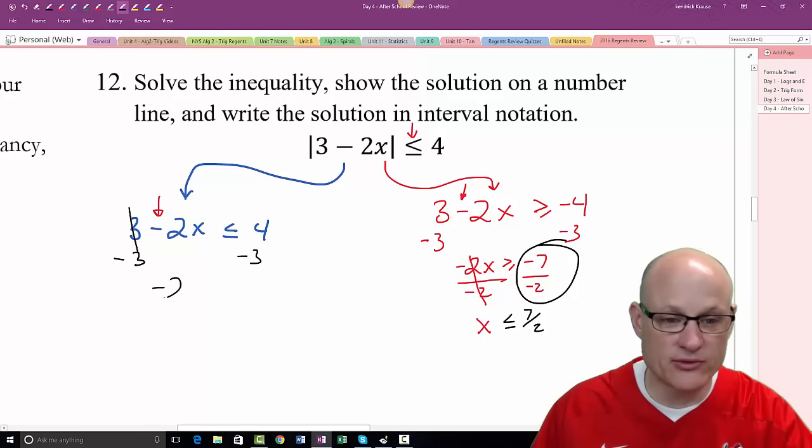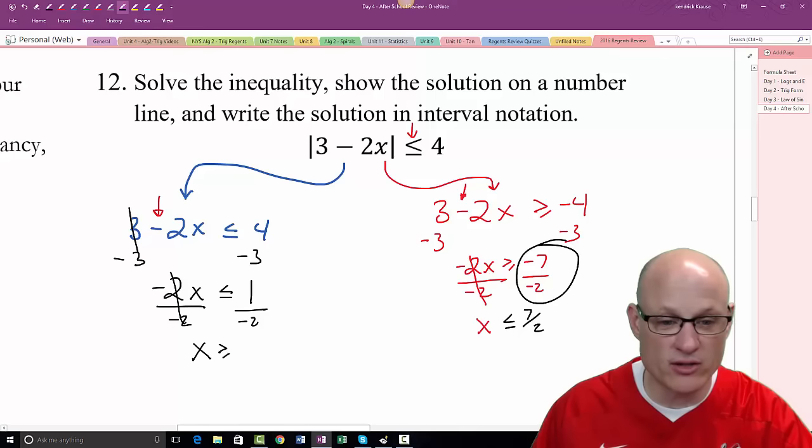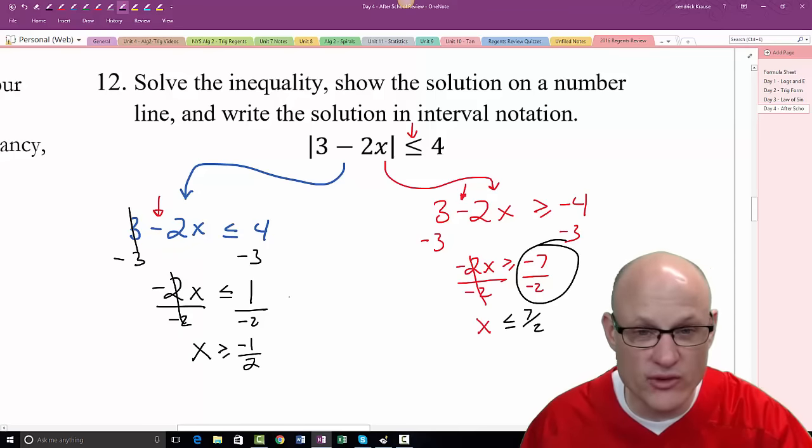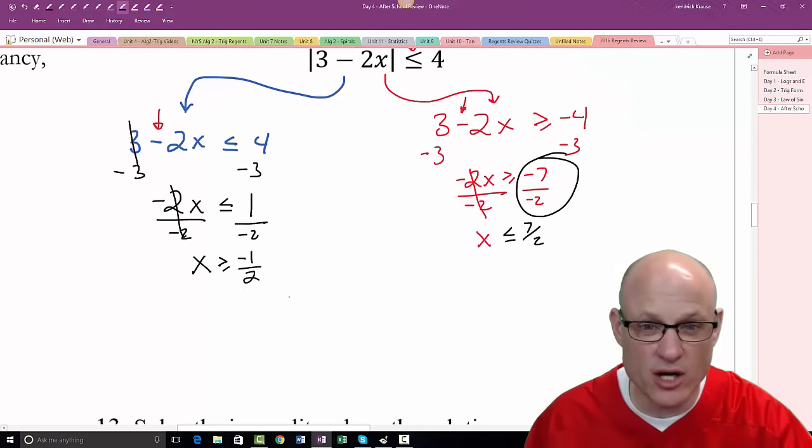So I get negative 2x is less than or equal to 1. We're going to divide by negative 2. Since we're dividing by a negative, we've got to switch the sign. x is greater than or equal to negative 1/2. Now comes the issue. Here comes the hard part about this.